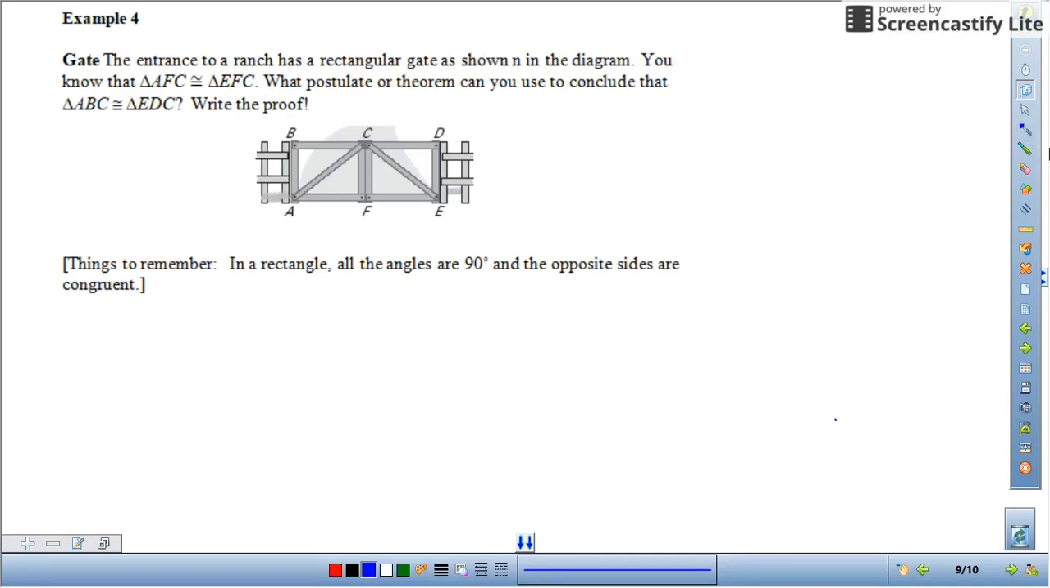Our last example here, example 4, more of a real-world type problem, something that you might actually encounter in your real life. We see that the entrance to a ranch has a rectangular gate as shown in the diagram. You know that triangle AFC is congruent to triangle EFC. What postulate or theorem can you use to conclude that triangle ABC is congruent to triangle EDC? So now we're referencing triangle ABC and triangle EDC.